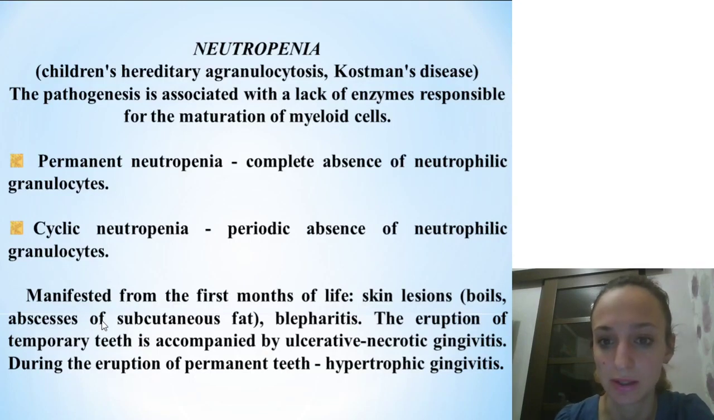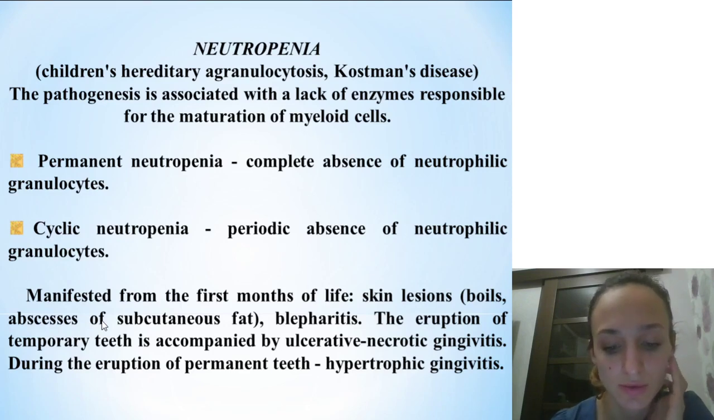And neutropenia. It is agranulocytosis. So permanent agranulocytosis is complete absence of neutrophilic granulocytes, and cyclic neutropenia is periodic absence of neutrophilic granulocytes. It is rare and characterized by a decrease in the number of neutrophils in the peripheral blood and bone marrow.